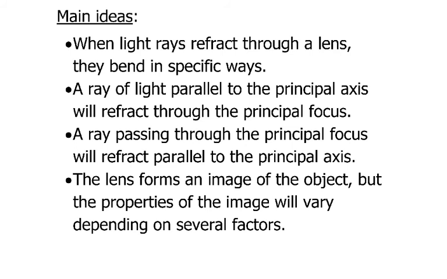Conversely, the opposite also happens. If a ray of light is passing through the principal focus on one side, when it refracts, the light ray will be parallel to the principal axis on the other side of the lens. Now, the lens itself will form an image of the object, but the properties of the image will vary. They'll be different depending on several different factors, and we will talk about those in another video.